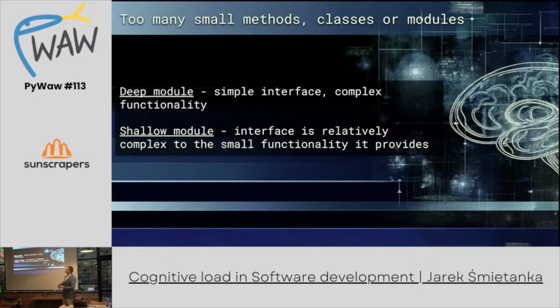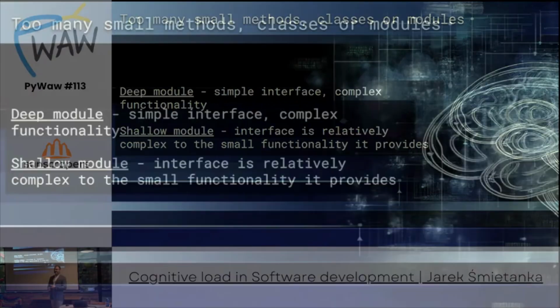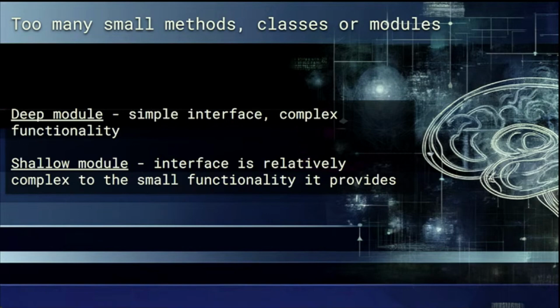Too many methods, classes, modules, and even services. That's something I have seen more in Java than in Python, actually, but it happens everywhere. If there are multiple interfaces, multiple proxy modules that are not adding much value, but only proxy some access rights, for example, all of this contributes to the total load that we have to bear in order to finish some task or understand something.